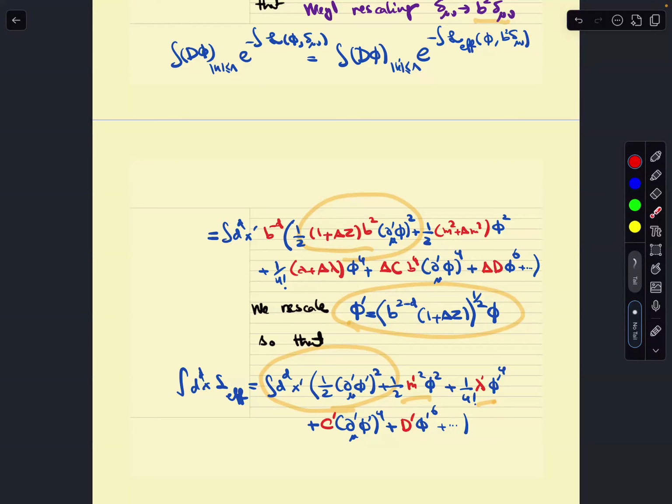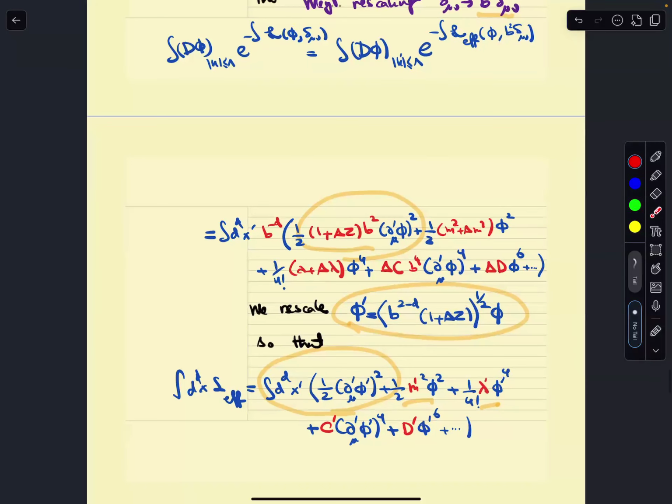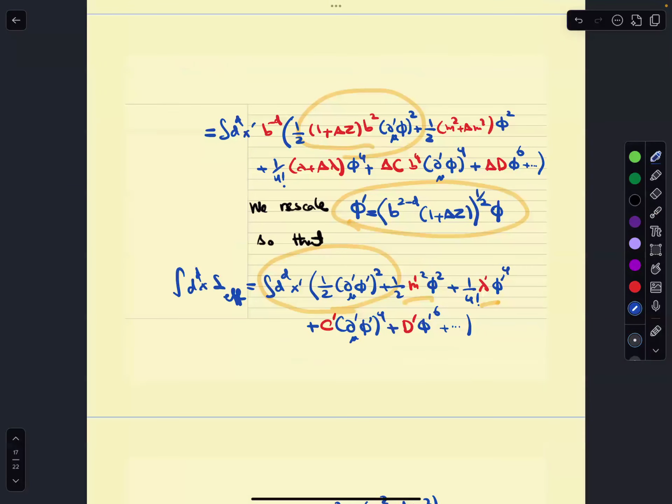This should not be surprising because the canonical, the classical scaling dimension of x was d minus 2 over 2, right? And this is a quantum effect. After this rescaling, what happens is, so this is called a wave function renormalization, right?